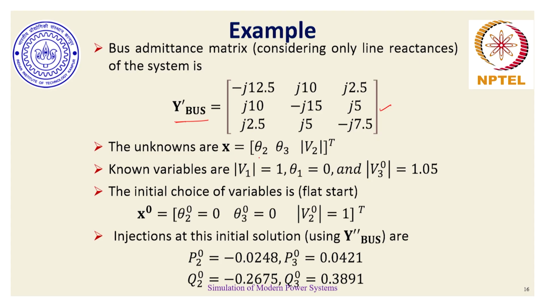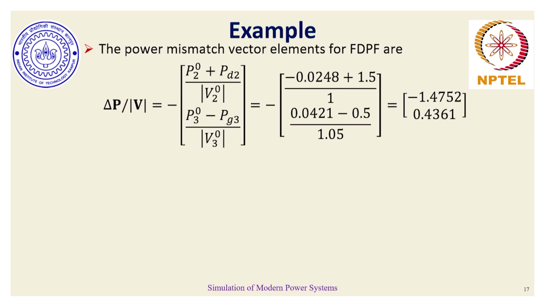The unknowns are the voltage phase angles of bus 2 and bus 3 and the PQ bus voltage. The known voltages, the variables, are known. At this flat start, we evaluate the injections, the values of which have already been given. The expressions for these injections have already been given in the Newton-Raphson version for rectangular coordinates.